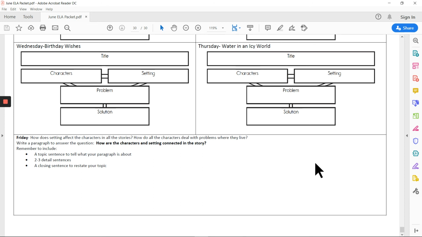based on what you learned while reading the passages this week. Don't forget to include 2 to 3 detailed sentences, and those can be examples from the passages. What do the characters say, do, or think as a result of the setting? And finally, a closing sentence to restate your topic. Remember, your closing sentence should be different from your topic sentence. It should contain the same ideas, but using different words.